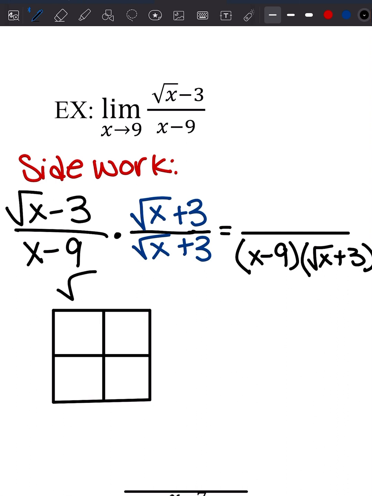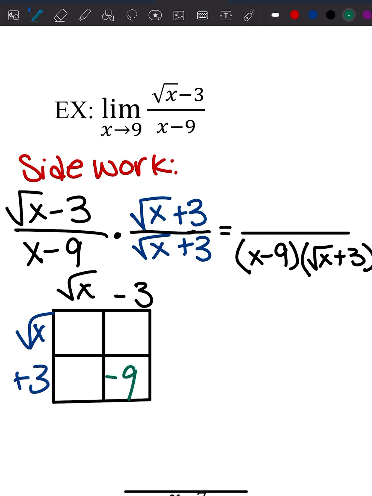Okay, so we have the square root of x minus 3, the square root of x plus 3. Okay, so I'm going to start with, well, that should be a plus 3. I'm going to start with our easier pieces here. Positive 3 times negative 3 is negative 9.